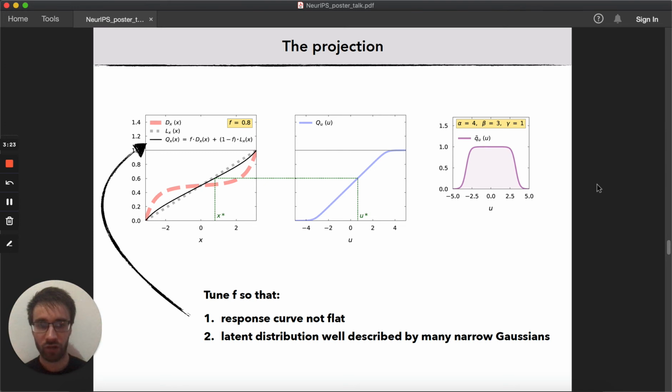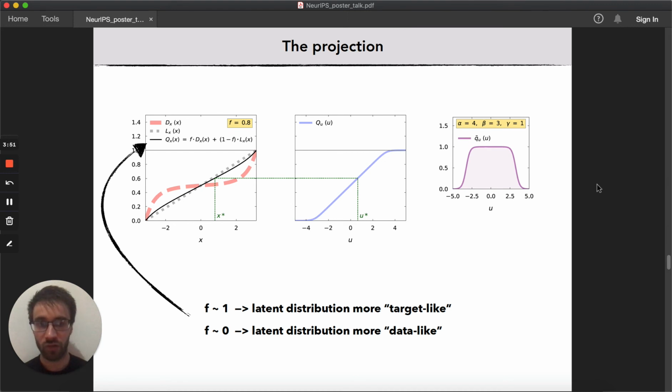So when designing this projection for your own observables, you only really have one choice to make, which is the value of the hyperparameter f. And the idea is that you initially pick a value which ensures that the response curve is not too flat, as this will collapse wide regions of x into a very narrow region of u. Then you can tune f to find a value for which the latent distribution is well described by the Gaussian mixture model. And when performing such a tuning, the intuition you use is that an f value close to 1 will make the latent distribution close to the target distribution, and an f close to 0 will make it resemble the data distribution. And if this still does not model as well as you require, you have the ability to change the target distribution or change the ordering of the observables in the autoregressive model.